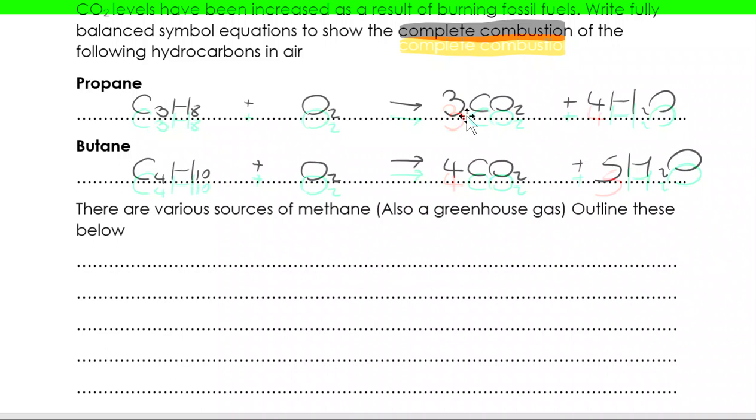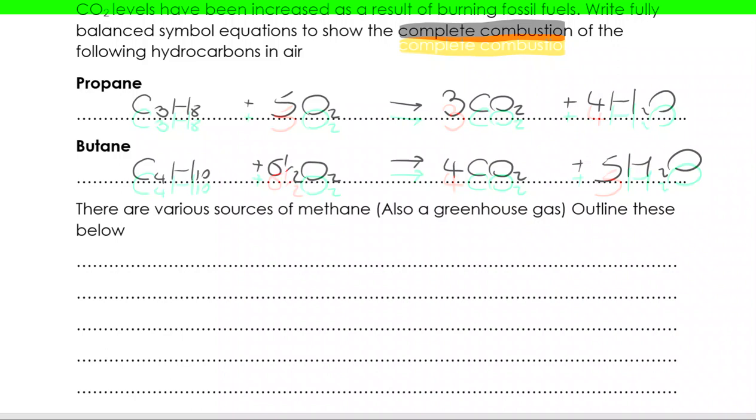And then I'm going to count up my oxygens on the right. I've got 3 times 2, 6, plus another 4, that's 10. So I need 5 O2 to balance that. And I've got 4 times 2, 8, plus another 5 is 13. I need 6.5 O2 to balance that.